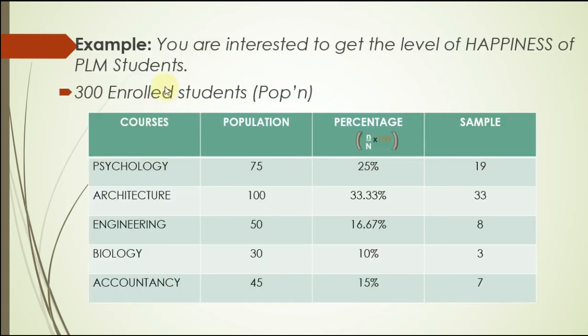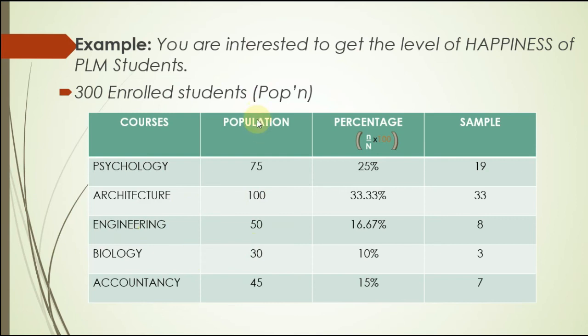Example, you are interested in getting the level of happiness of PLM students, those studying at Pamantasan ng Lungsod ng Maynila. Okay? You have 300 enrolled students, or that is the population. Okay? In psychology, you have 75. In architecture, you have 100. In engineering, you have 50. In biology, you have 30, and accountancy, 45.